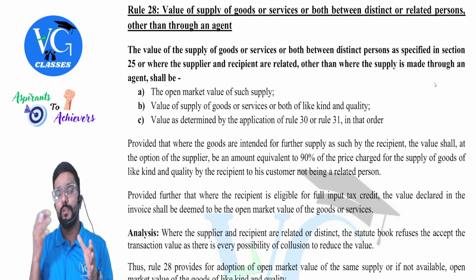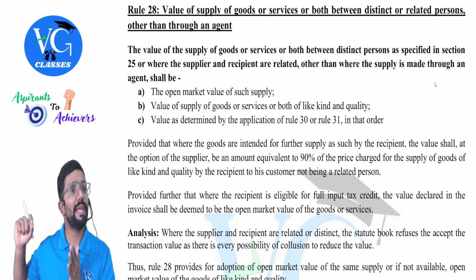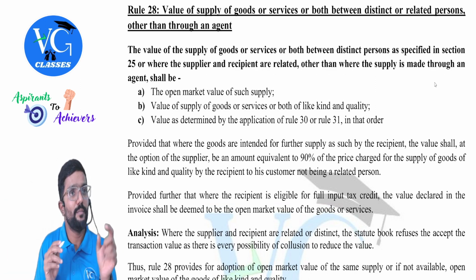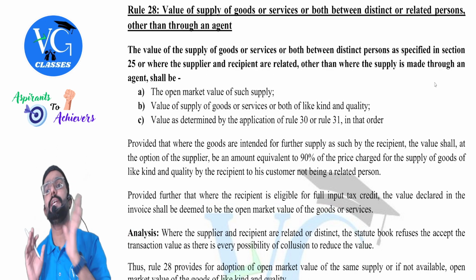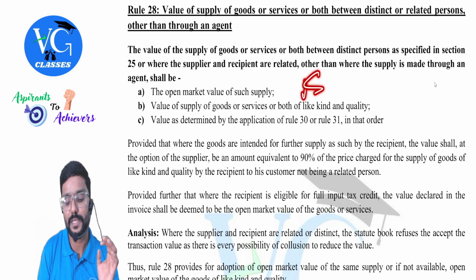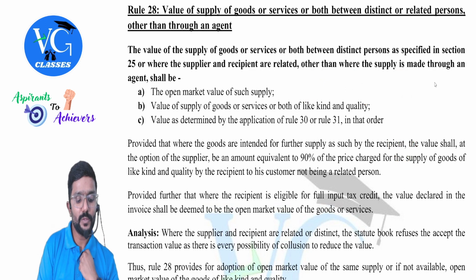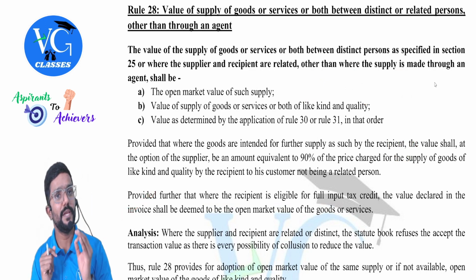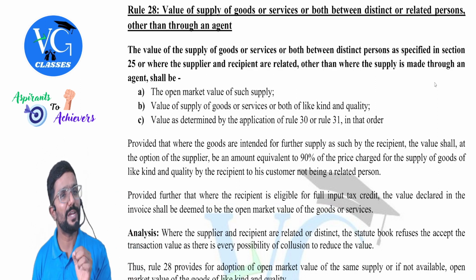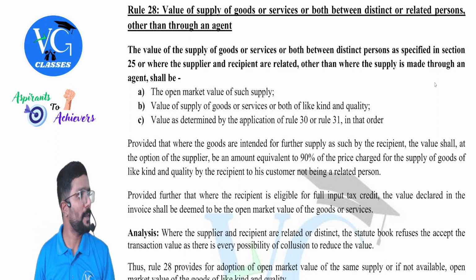Next, there is also a proviso. If whatever goods are given to the recipient who is the related person are further supplied, then check the value of like kind and quality supplied between two unrelated persons. Take that. But will we take 100% of it? No, only 90% of that as the value of supply. This is only when whatever has been given by the supplier to the recipient is further supplied by the recipient. Then there is one more proviso: if the recipient is eligible to claim credit, then whatever the supplier has charged in the invoice will be the value of supply. We don't care about open market value and all. Okay.